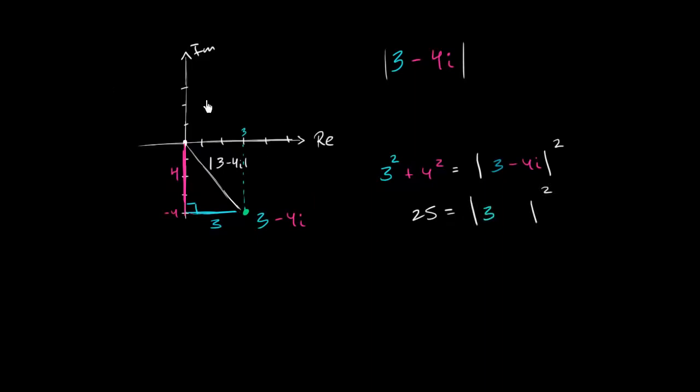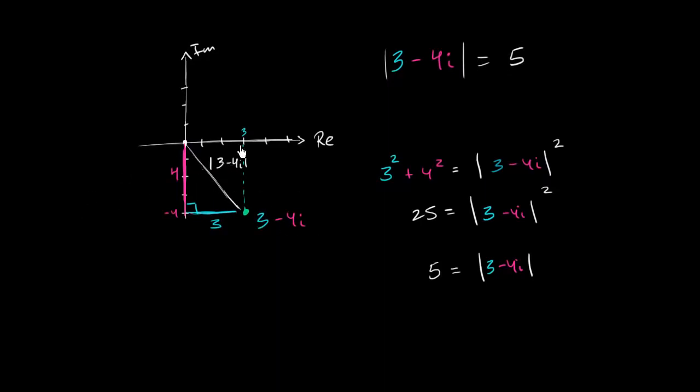And we know if you take the absolute value of something, this is just a distance. It's going to be positive. So we want to take the positive square root, the principal square root, of both sides of this. And so we're going to be left with the principal square root, the positive square root of 25, which is 5, is equal to the absolute value of 3 minus 4i. So another way of saying it, this distance right over here is equal to 5.